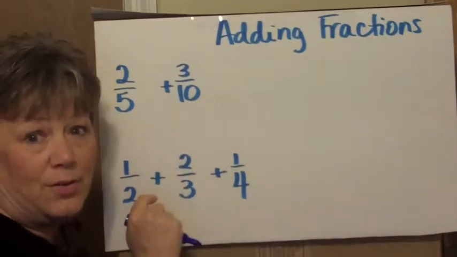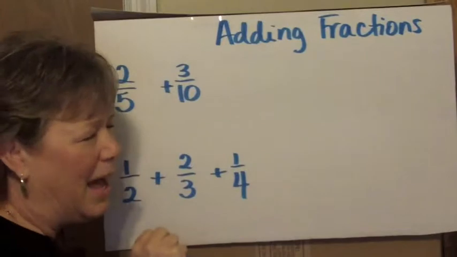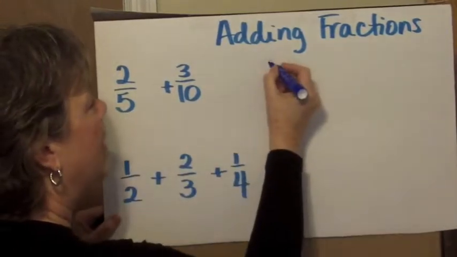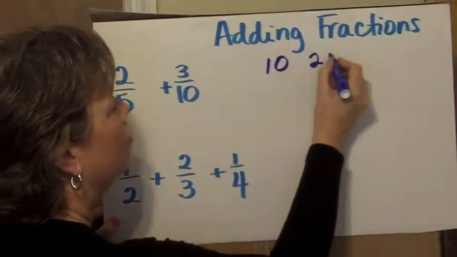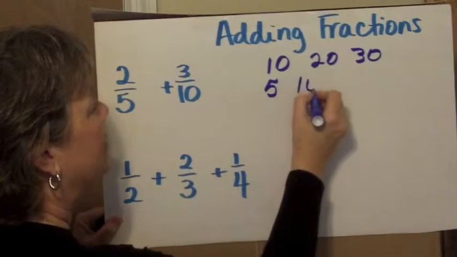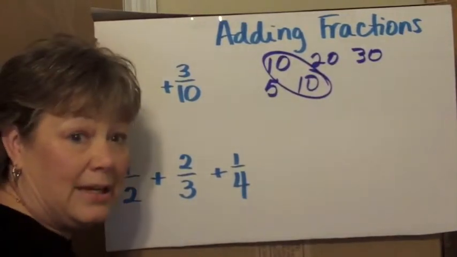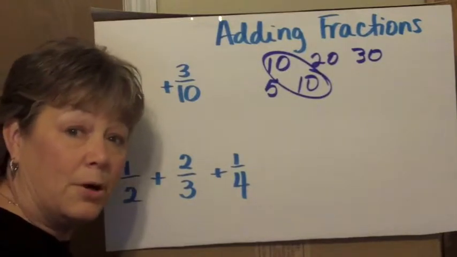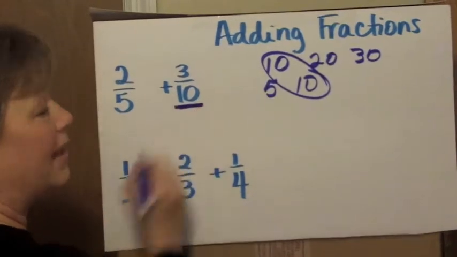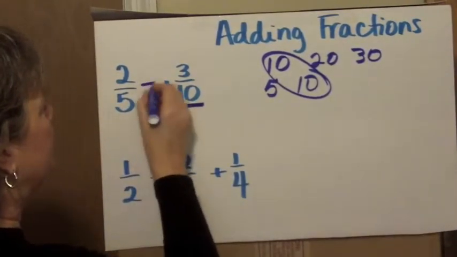I could multiply those together and know that a common denominator would be 50. I don't like to work with numbers that big, so I'm going to look somewhere else. I'm going to count 10, 20, 30, and I know I'm already there. 5, 10, and there it is. My LCM, my least common multiple, or my least common denominator, is going to be 10. This one's already set. I don't have to change it. It's already at 10. So this one is 10.